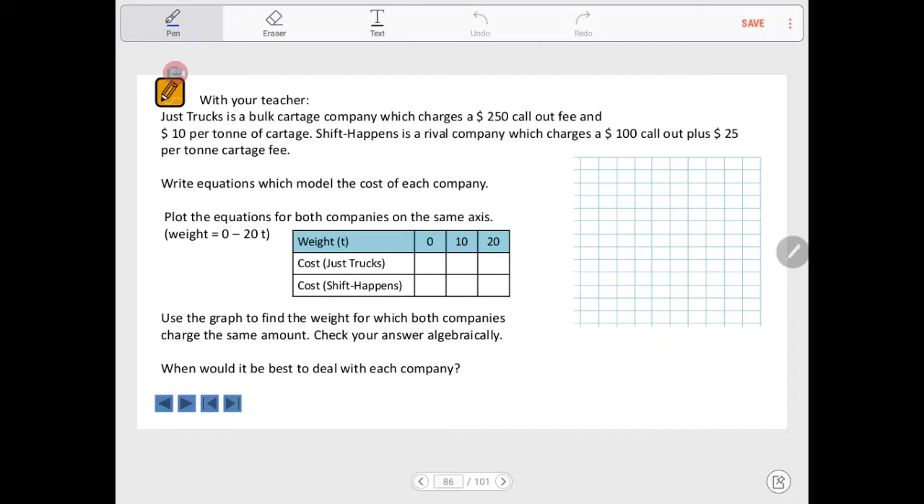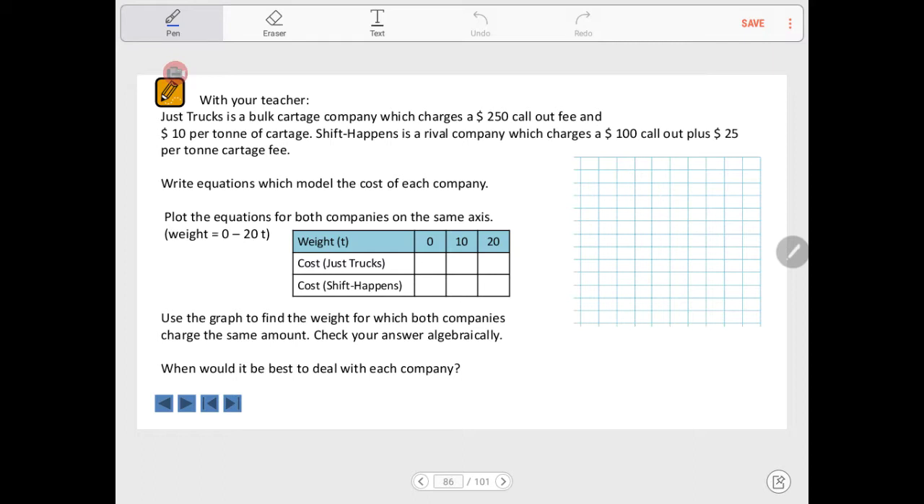Here's a good example which will give you a reasonable level of challenge. You're going to need to call on some skills that you learnt recently, which involve finding the intersection of two lines. But first, let's form equations for these two trucking companies, Just Trucks and Shift Happens.